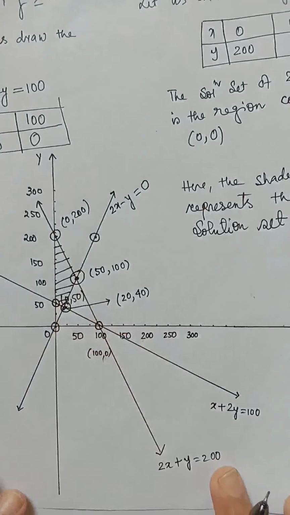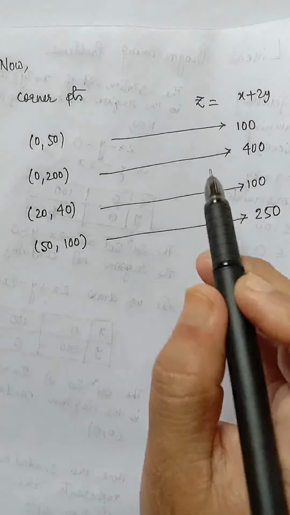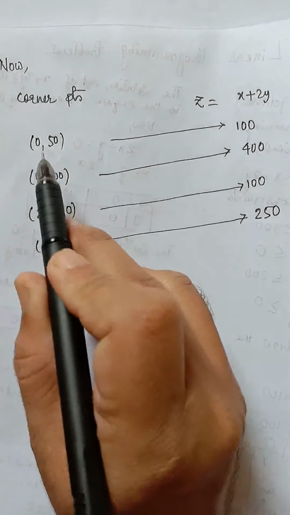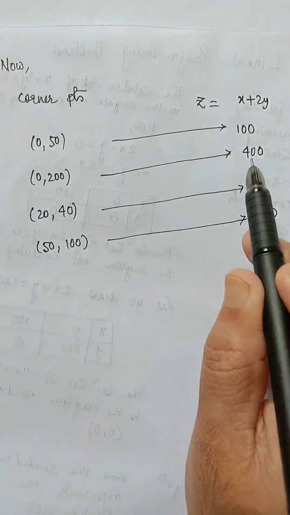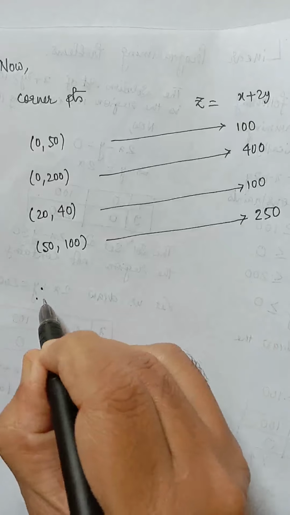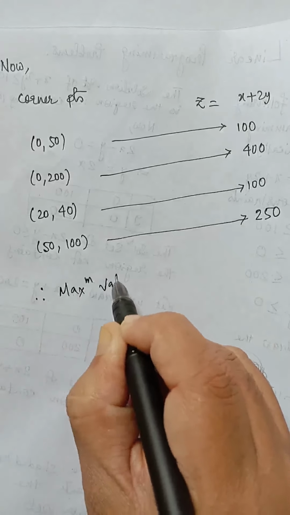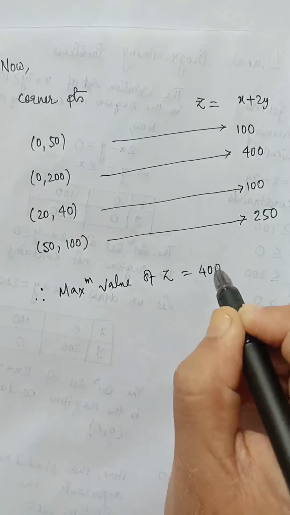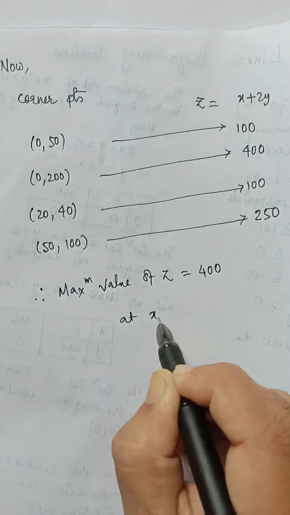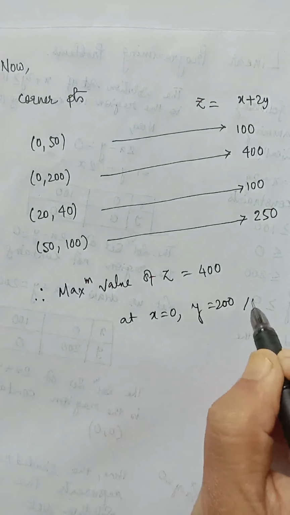Now we have to find the maximum value of z by the corner point method. Now calculating the values of z at the corner points, we can see that the maximum value of z is 400. Therefore, we have to write the maximum value of z is equal to 400 at x equal to 0, y equal to 200.